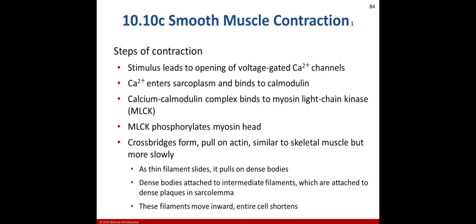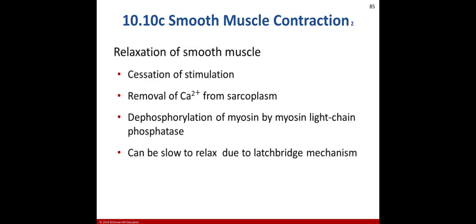We're going to make a bunch of different cross bridges that are going to pull on actin, but much more slowly than you would see if you were looking at skeletal muscle. In order for it to relax, it's pretty much the opposite. We stop the stimuli. We get rid of calcium through pumps in the sarcolemma. We are going to dephosphorylate the myosin. And then this can be slow to relax because of that latch bridge, where we're making lots of connections to other muscles.